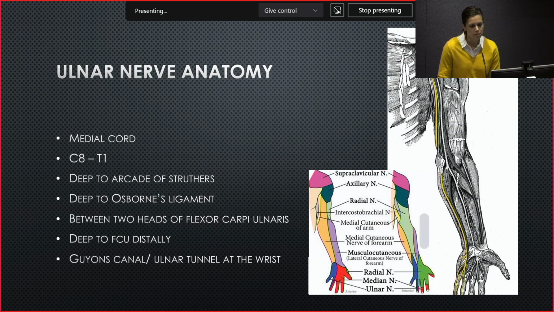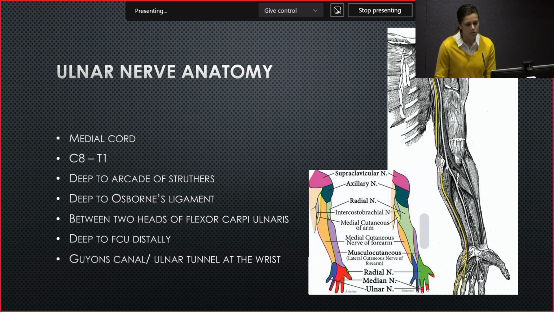It will travel deep to the internal brachial ligament. This is also known as the arcade of Struthers, which is different than the ligament of Struthers, but named after the same Struthers. This is a tight fascial band from the medial triceps to the medial intermuscular septum. At the cubital tunnel, the nerve runs deep to Osborn's ligament, and then distally it passes between the two heads of the flexor carpi ulnaris, travels deep to the FCU muscle belly down to the wrist.